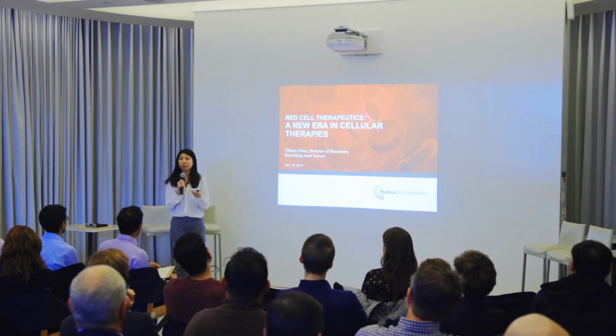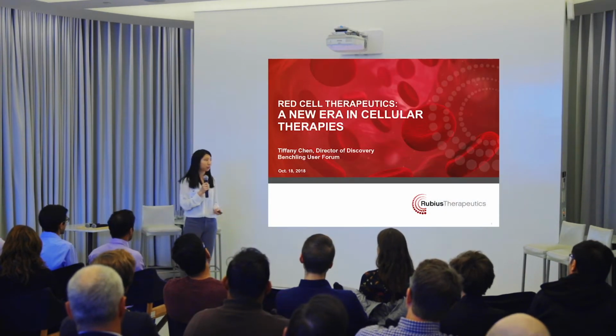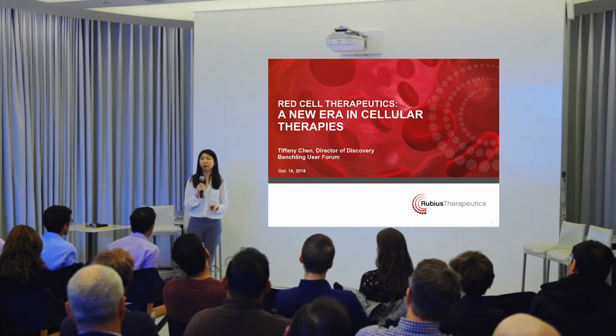So at Rubius, we're creating a new type of cellular therapeutics, and we're using red blood cells as our platform. I've been invited here today to talk about how we've been able to use Benchling to streamline a lot of our processes. So why do we use red blood cells?